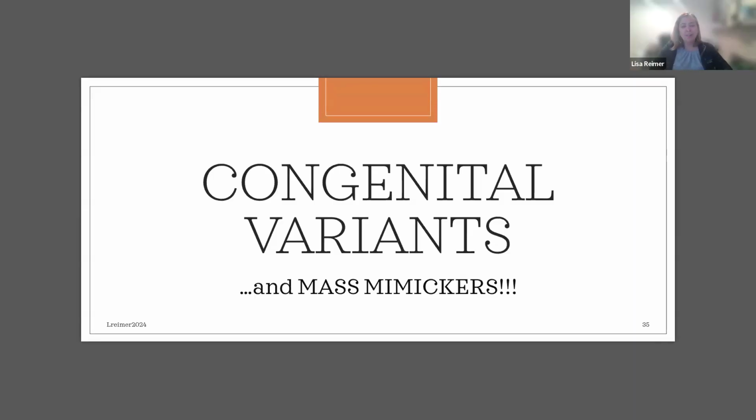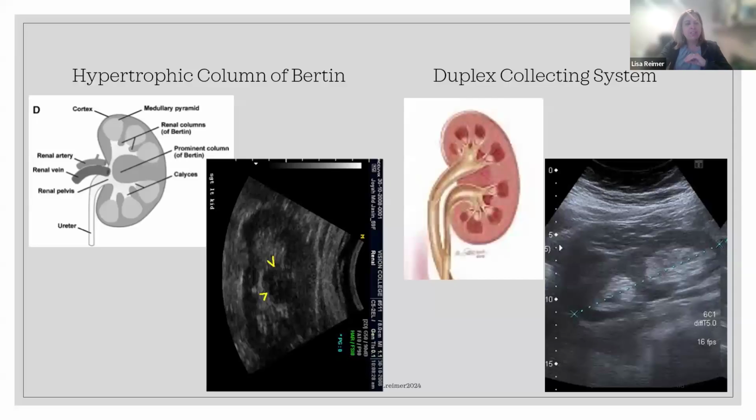So some congenital variants that I think can trick us. They can be mass mimickers. This is not an exhaustive list, so there's way more variants out there than what I'm going to talk about today. But these are the ones that I think can fake us out. So you can see on the left, we have a hypertrophic or a very wide column of Bertin, shown with the yellow arrows, the little carets there. That could mimic a mass.